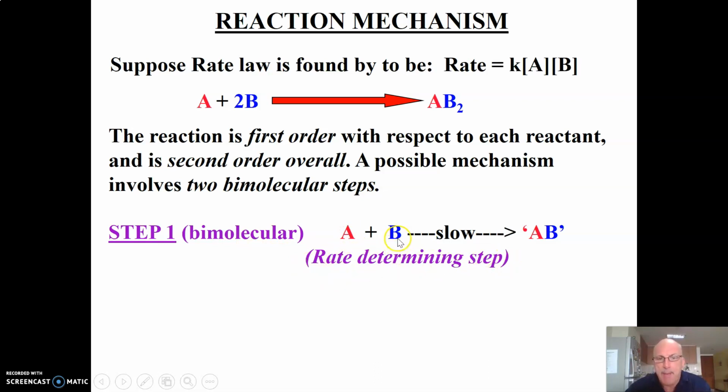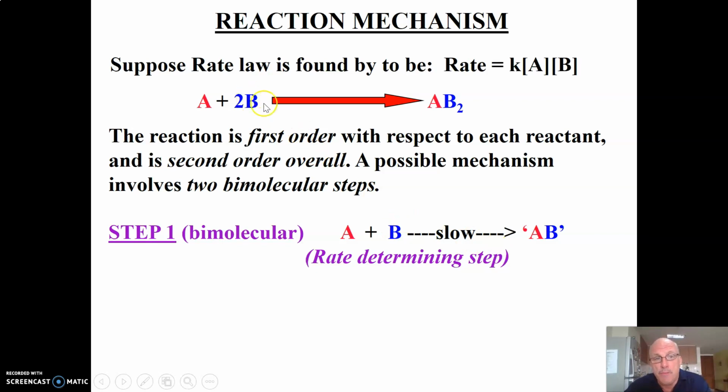One particle of A bumps into one particle of B in the slowest step, and you get this intermediate, which I'll call AB there, right, the intermediate. And it's pretty obvious, I hope, that if I doubled the concentration of B, if there was another B there, there'd be twice the chance of a collision. So you can see it's going to be proportional, twice the chance of a reaction, double the rate. And if I kept B the same and I doubled A, there'd be twice the chance of A hitting B. So again, it would be first order with respect to A. So you can see that's quite feasible.